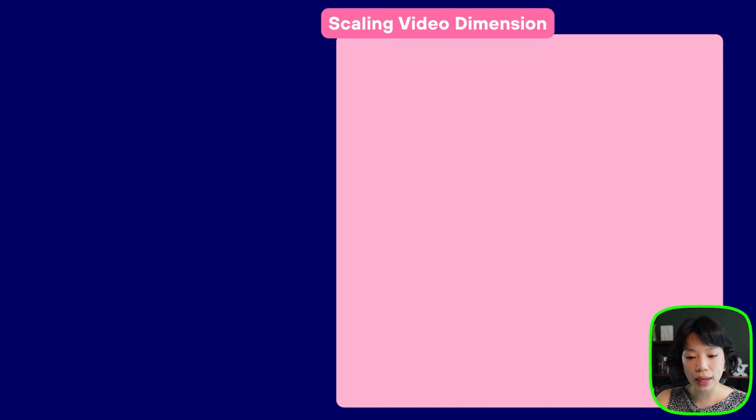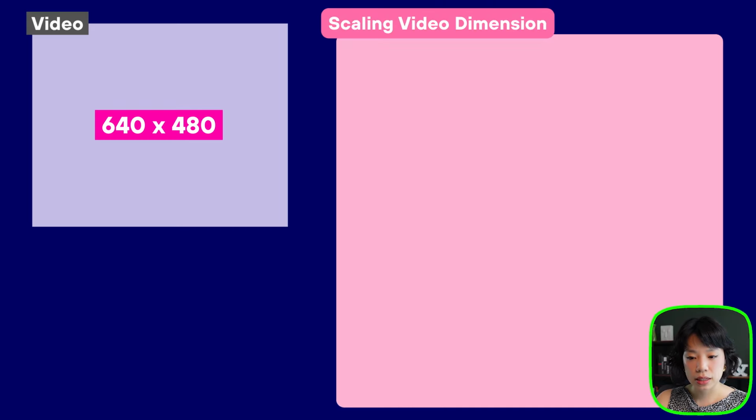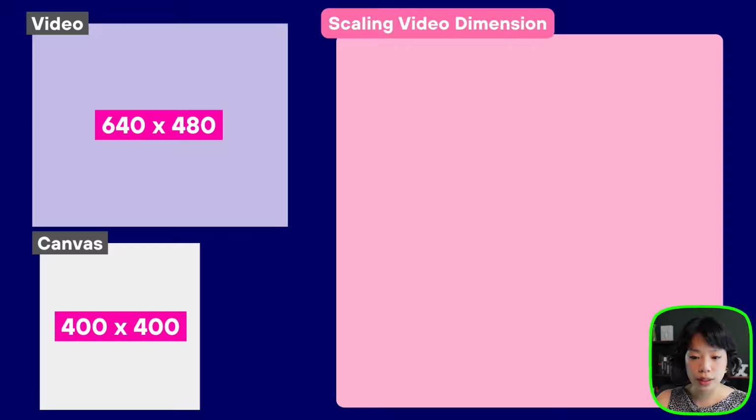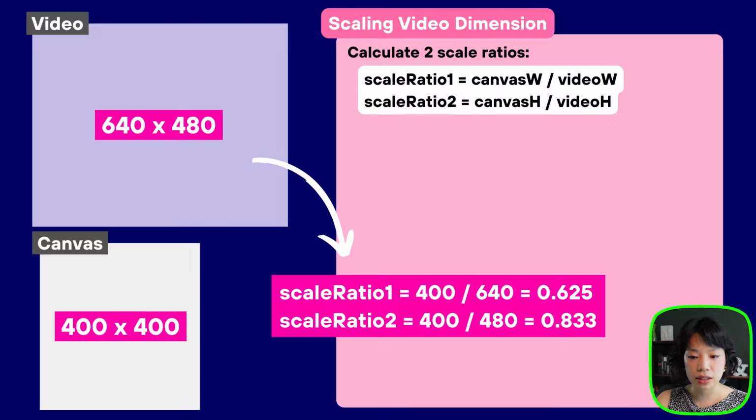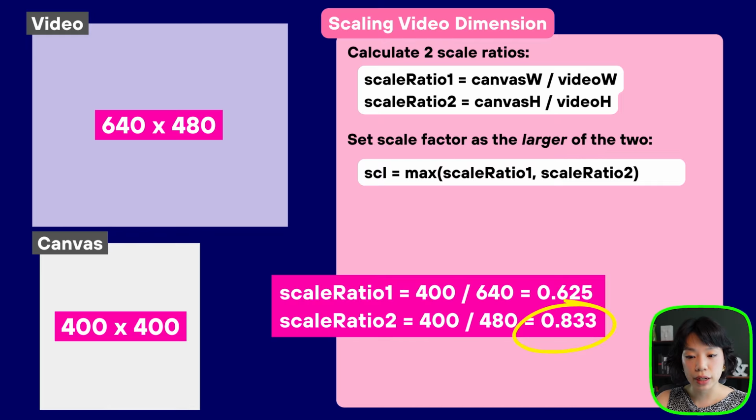All right, so let's say that we have a video of size 640 by 480, which is what we currently have here, but our canvas size is 400 by 400. To make the video fill the canvas without stretching, we calculate two scale ratios, and we can do that by dividing the canvas size by the video size. And then we're going to take the larger of the two scale ratios as our scale factor. The reason is that's the amount of scaling needed to make sure that the video covers the entire canvas. The side that needs the most scaling will fit exactly, and the other side will overflow slightly.